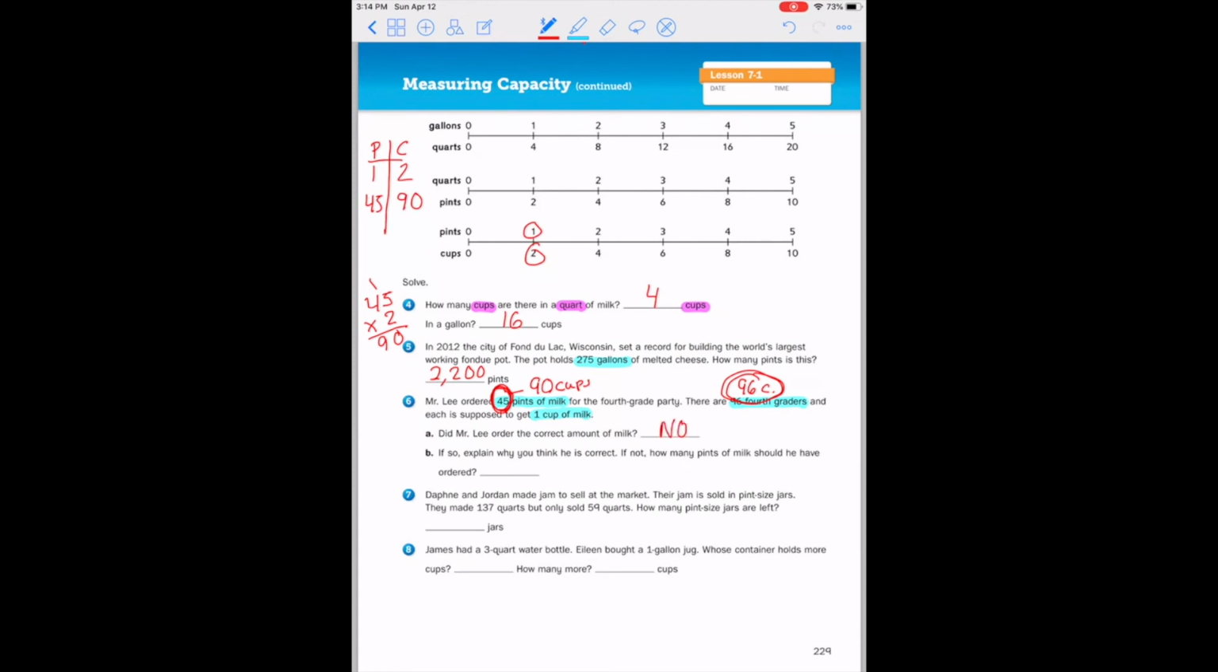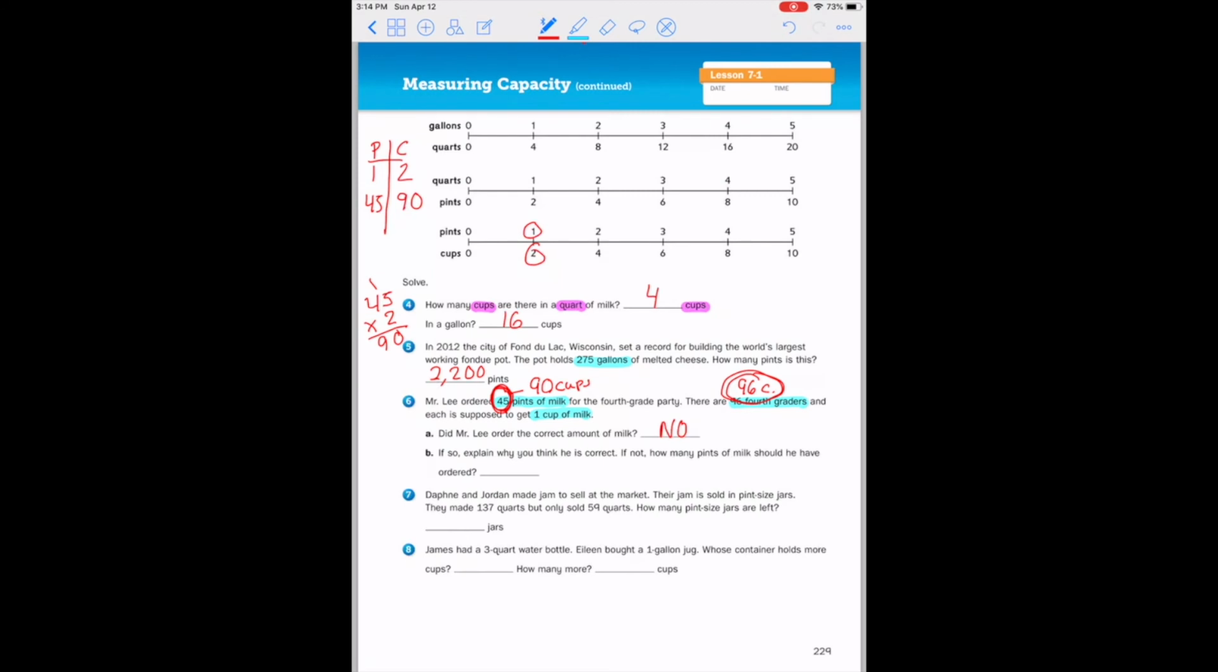He needed 6 more cups. If so, explain why you think he is correct. If not, how many pints should he have ordered? So how many pints would he need to get to 96?